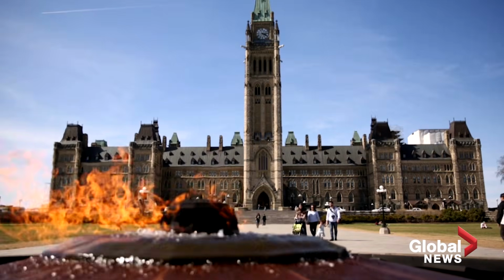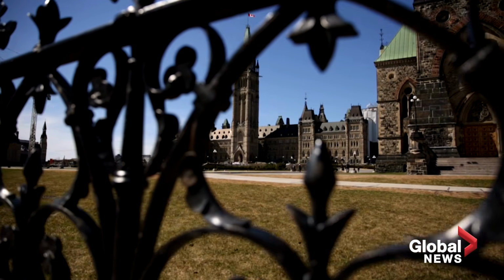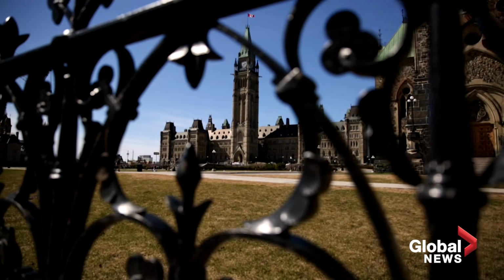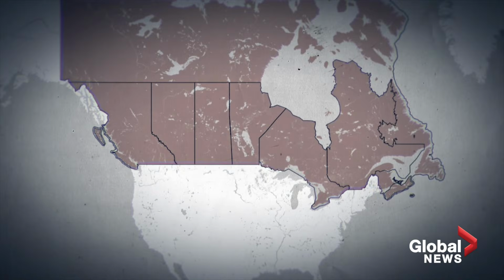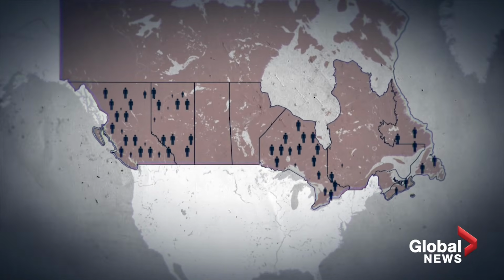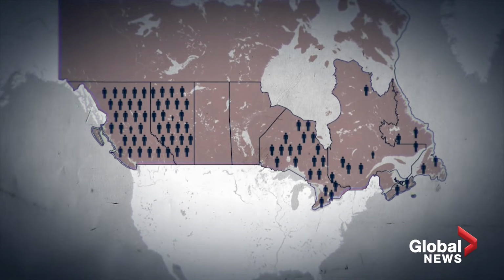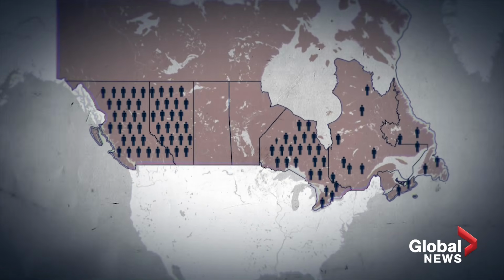Second, each province has to have at least as many seats in the House as it had in 1985. Those rules, plus the rapid population growth in the West compared to Atlantic Canada, mean politicians need more votes to win a seat in Western Canada.